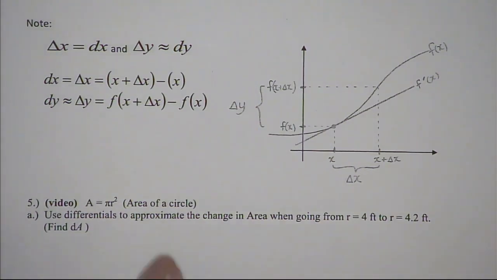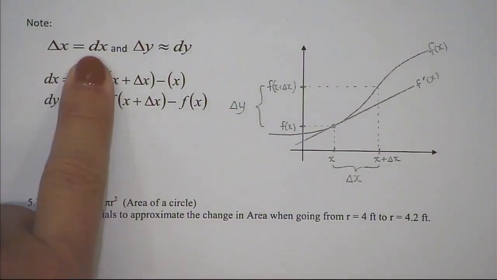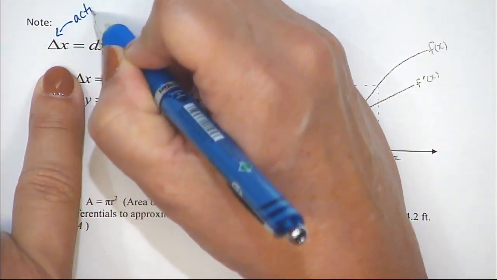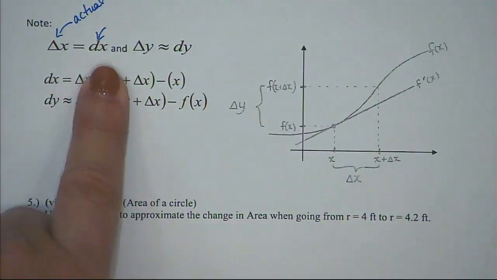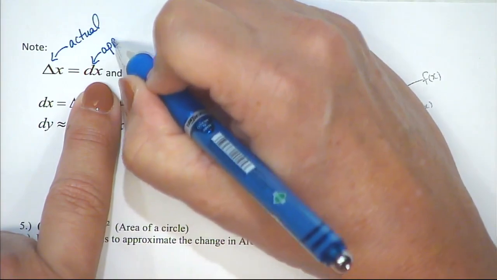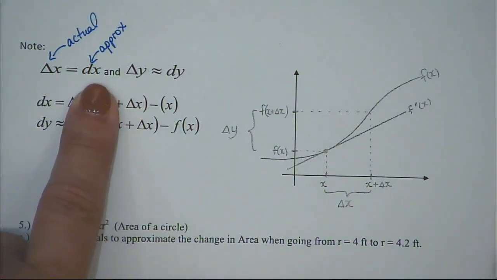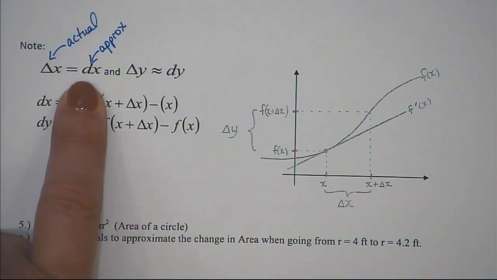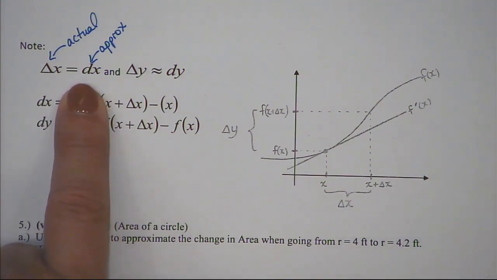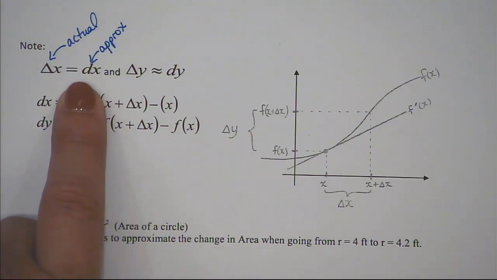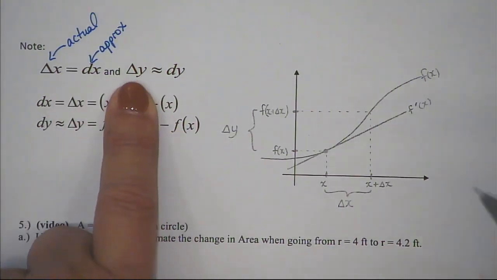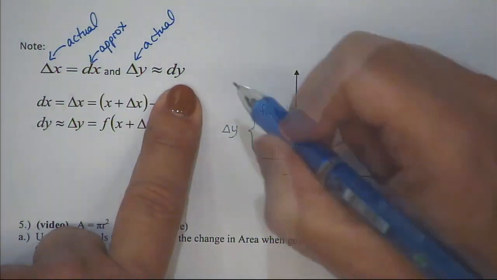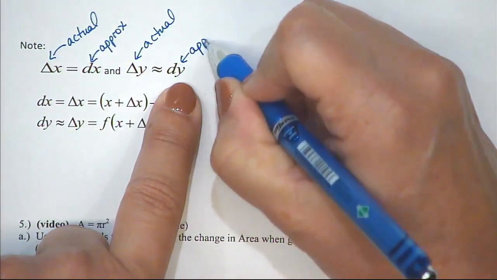All right, so up at the top we have that delta x equals dx. Okay, so remember, this is actual, and this is supposed to be approximate. Okay, but notice it says that they are equal. Delta x equals dx. So I want to show you on our picture why that's true. Because then it says delta y, which is actual, is only approximately equal to dy, the approximation.